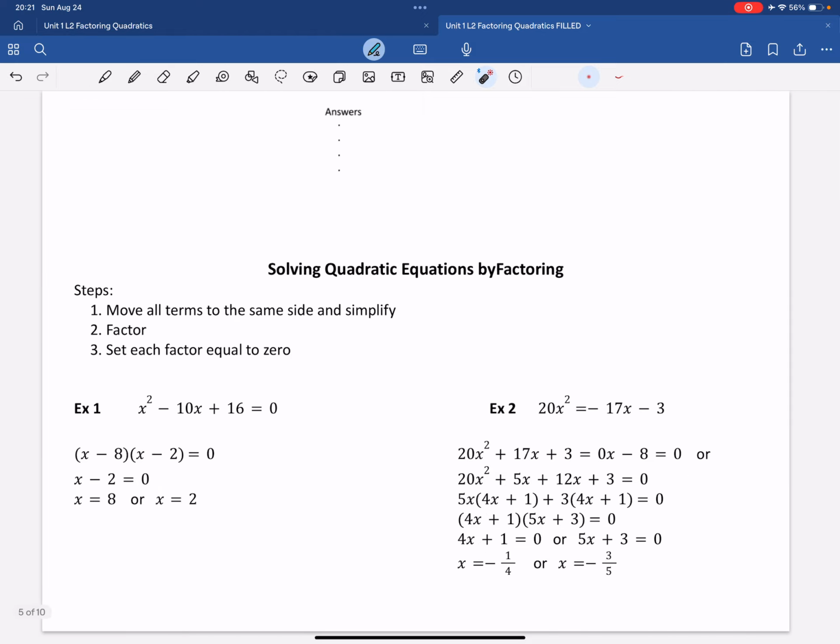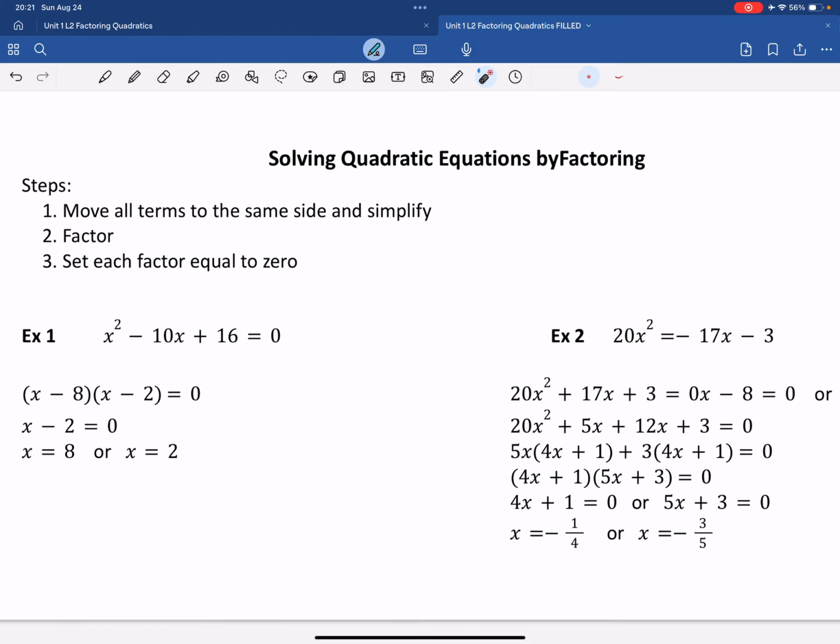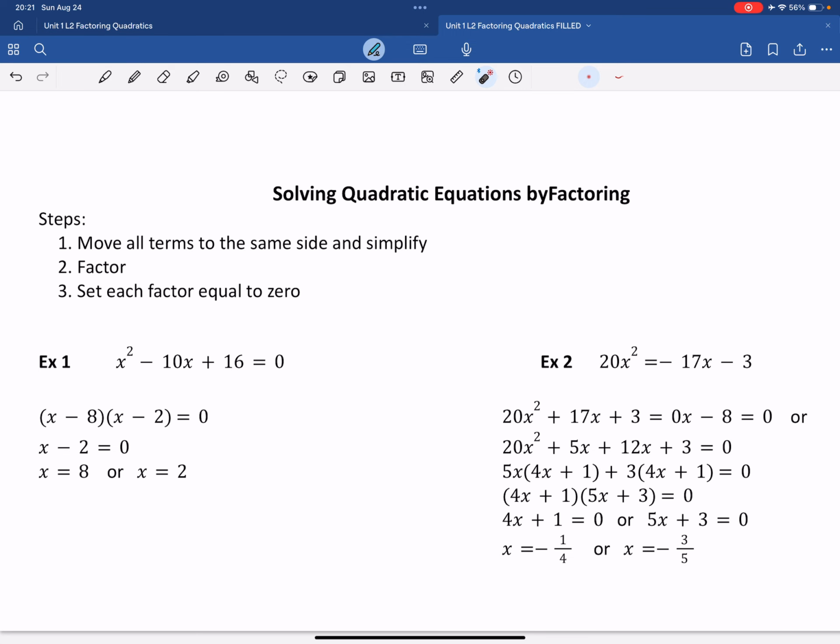All right, so guys, once we can factor, it's really easy, right? All we're going to do is set each factor... Let me get the laser pointer out here. So we've got to set a quadratic equal to 0 first, right? That's the first thing. Move all terms to the same side and simplify. So we have everything on the left, all simplified, set equal to 0. All we do is factor, and we set each individual factor equal to 0 and solve.